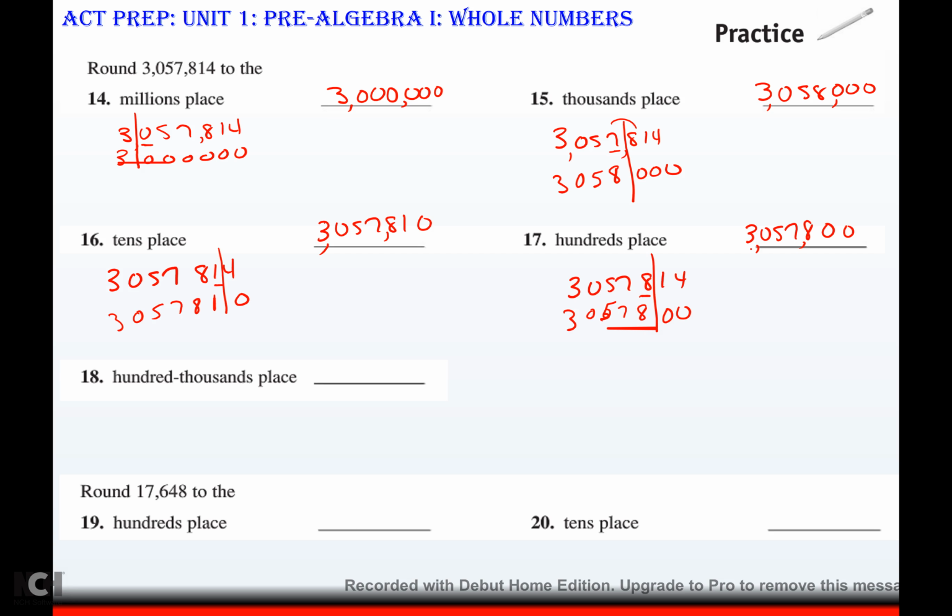Okay, 100,000s place. 3057814. That's 1,000, 10,000, 100,000 is right there. The 5 is going to bump that up to a 1. Everything in front stays the same. Everything after turns to zeros.